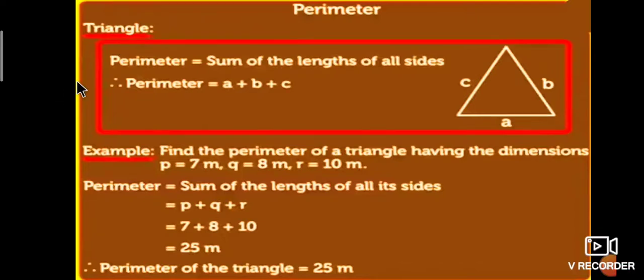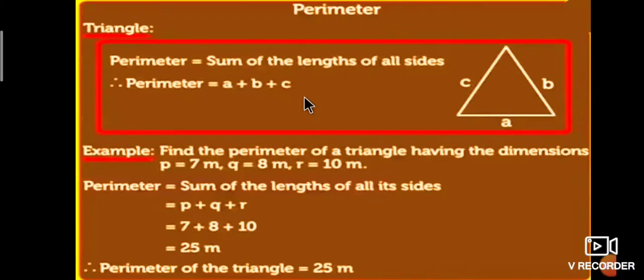The perimeter of a triangle. Consider a triangle whose sides are A, B and C. Therefore, perimeter is equal to the sum of the lengths of all sides. Perimeter of a triangle is equal to A plus B plus C.